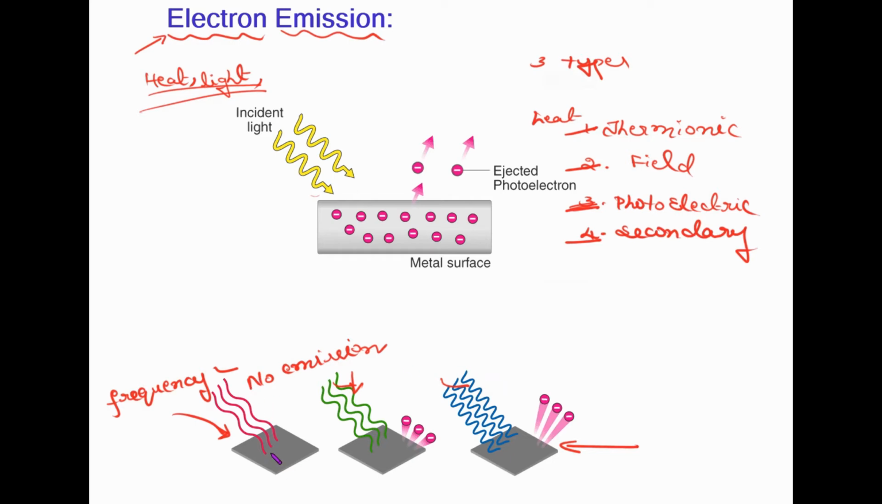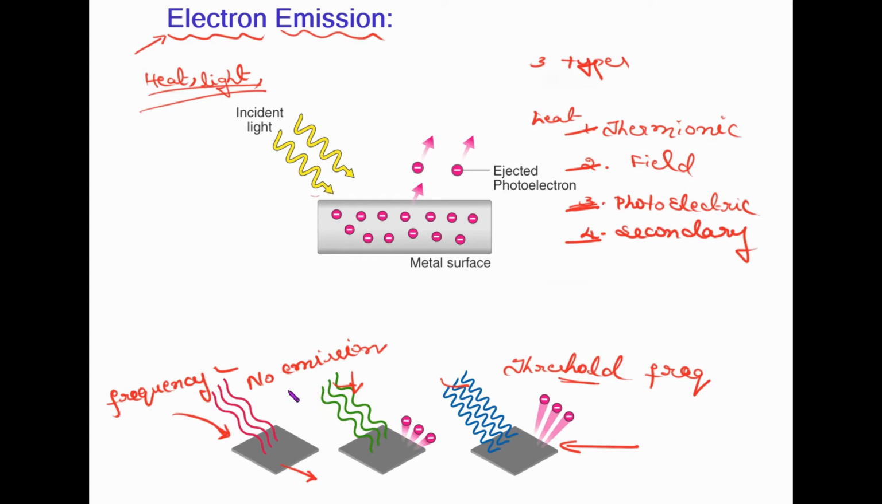So for the metal to liberate electrons, we have to provide some suitable frequency. All right, and that frequency is called the threshold frequency. Okay, this is a 1 mark question. This threshold frequency is defined as the minimum frequency required by the metal for the emission of electrons.